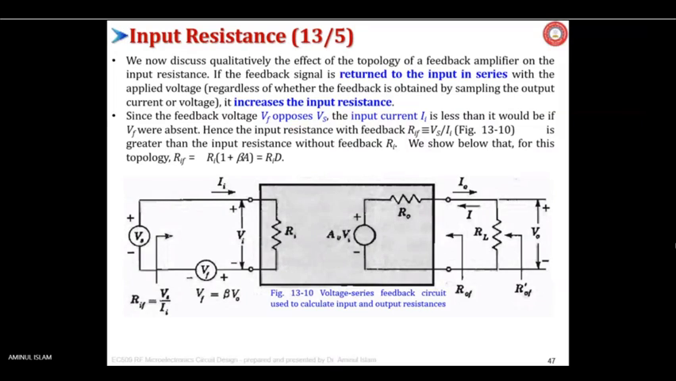You read this. Now, input resistance. We have to see the input resistance and output resistance of this feedback network. Okay, one by one we'll look at them here.